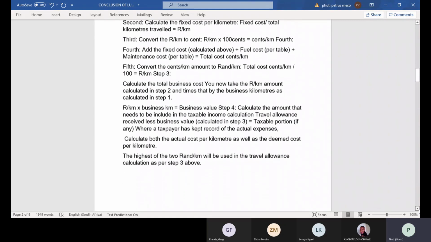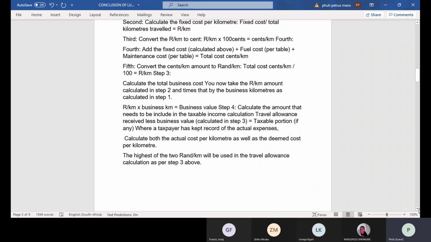Okay, so it's actually the same thing. They're just giving you the difference in terms of if the taxpayer has kept the proof, and if he or she has not kept their proof. So where the taxpayer has kept record of the actual expense, you just calculate both the actual cost per kilometer as well as the deemed cost per kilometer, and the highest of the two will be used in the travel allowance calculation as per step 3 above.